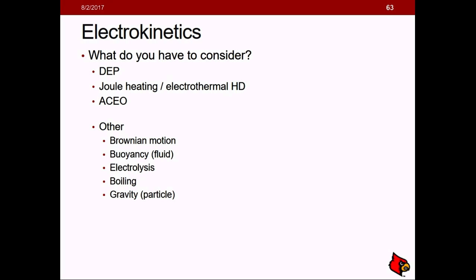So when you apply your field, yes, you want to have dielectrophoresis for your system, but you're going to heat your sample. You're going to have electrothermal flow. You may have AC electroosmosis, which it should be mentioned that this will decrease for greater conductivity of your media. But this will increase for greater conductivity of your media. So you have to play a balancing act there. But you also have Brownian motion, boiling, gravity, other forces to look at.